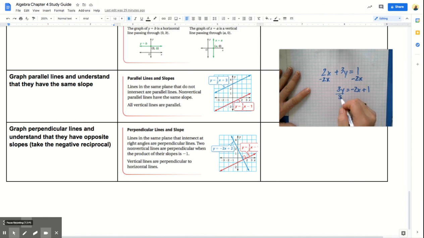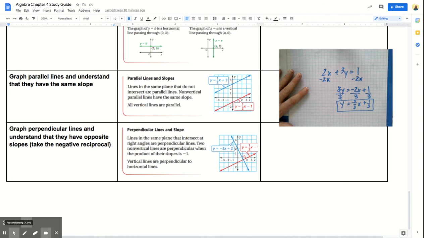And when you're dividing this side by 3, you have to divide each term on this side by 3. So this cancels out, and we're left with just y. And then we would have a negative 2/3 x plus 1/3. And now it is in slope-intercept form. So if you are asked to compare two lines and determine whether they are parallel, you would rewrite it in slope-intercept form and then double check the slopes.